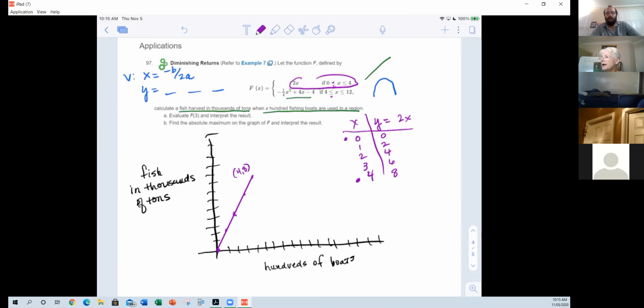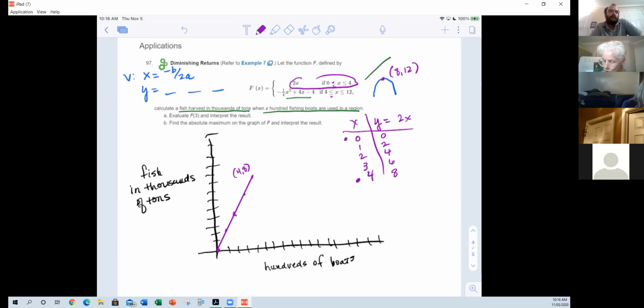Okay, now I'm going to do the parabola. Did anyone find the vertex? It's 8, 12. Okay, hold on. Yep, that sounds right. The vertex is going to be 8, 12. And you can find it by using the vertex formula.